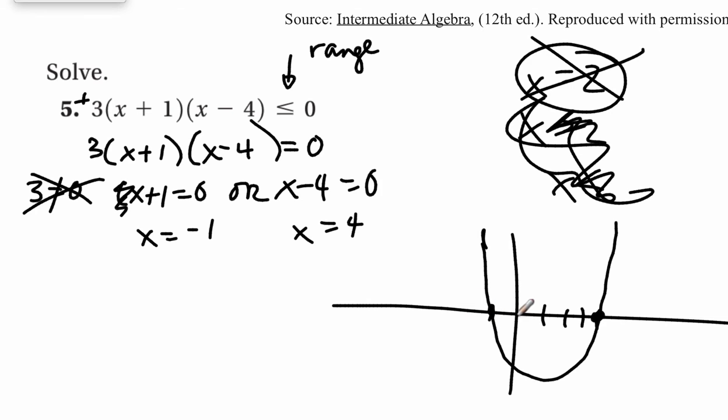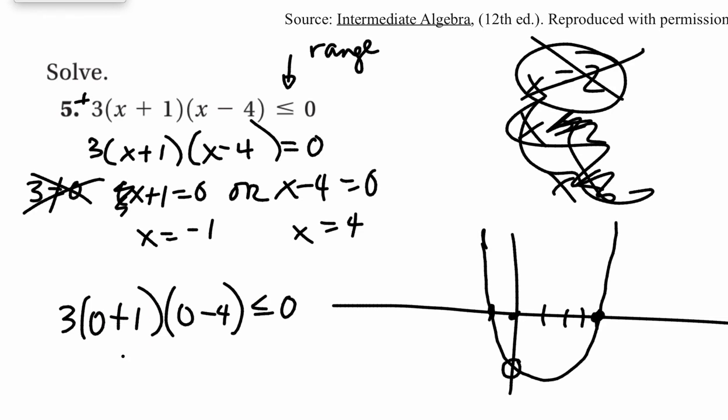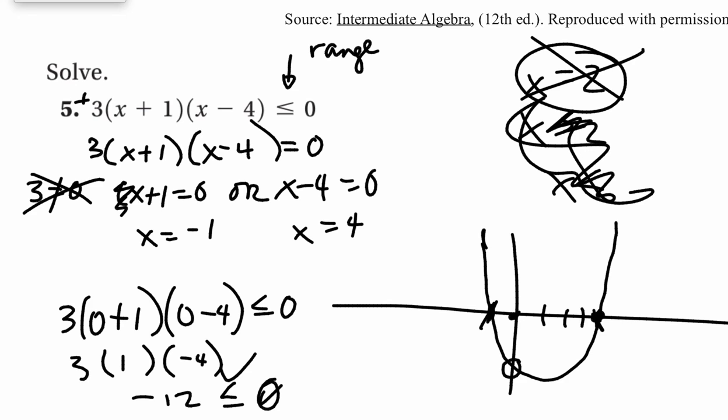Like if you wanted to, you could maybe test 0. 0 would be a nice point. If I put a 0 in, my answer better be negative. Let's try it. So 3 times 0 plus 1 times 0 minus 4. Is that less than or equal to 0? Okay, 0 plus 1 is 1 times 3 times -4. I multiply that stuff, I get -12. Is -12 less than or equal to 0? Yes. Therefore, 0 is in the range that I want. It's a solution to this original inequality. So anything between here and here is a solution.